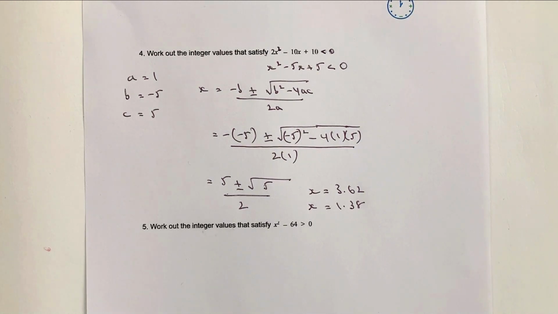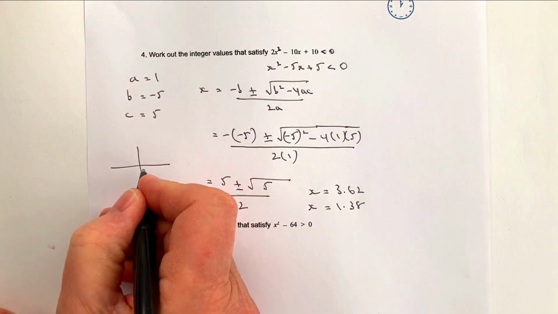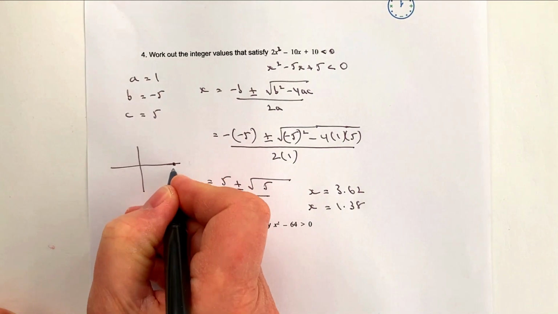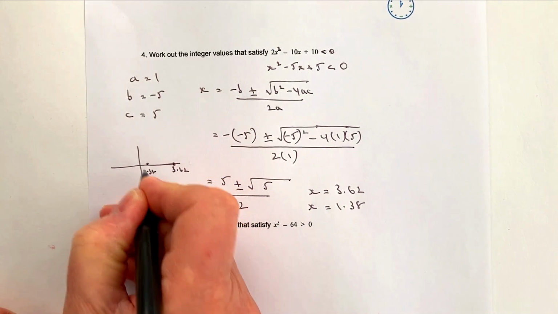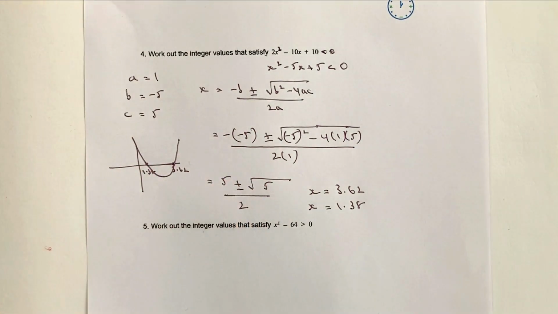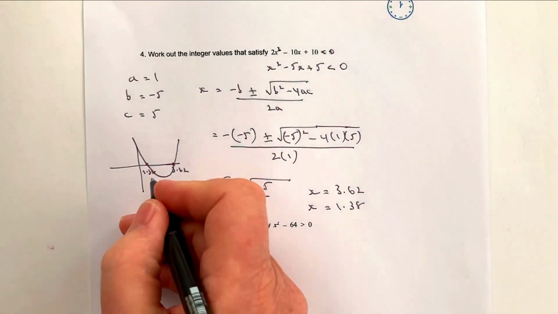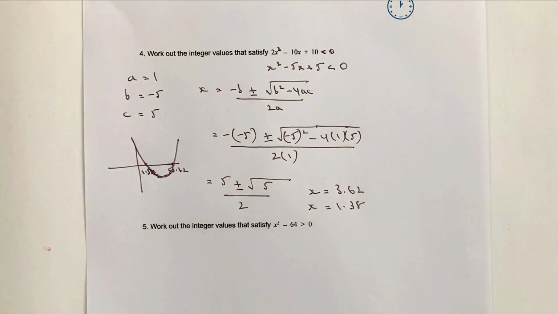Okay, so let's have a look. If I did a little sketch of that, I'm just going to do it over here. I've got 3.62, and I've got 1.38, and I've got this, again, nice curve that goes like that. Now remember, the question is they're looking for the integer values, the whole number values. Now, the value is going to be less than 0. So it's these values in here. But they are the whole numbers.